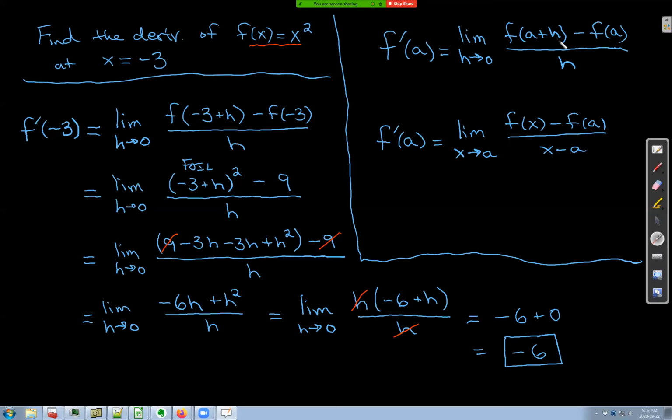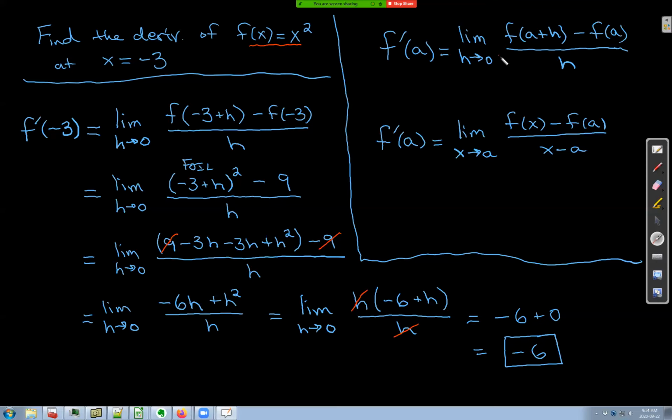So personally, I'm going to use this one most of the time because this one to me is the easiest one. But you might disagree. You might like this one. And if you like this one better, then you are 100% welcome to use this on any derivative problem. If you use it correctly, you will always get exactly the same answer that I did using this formula.